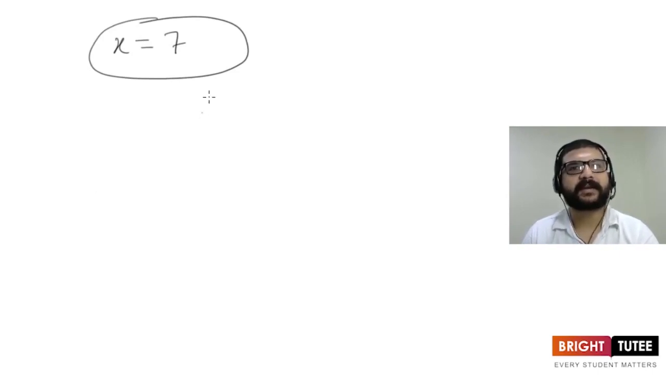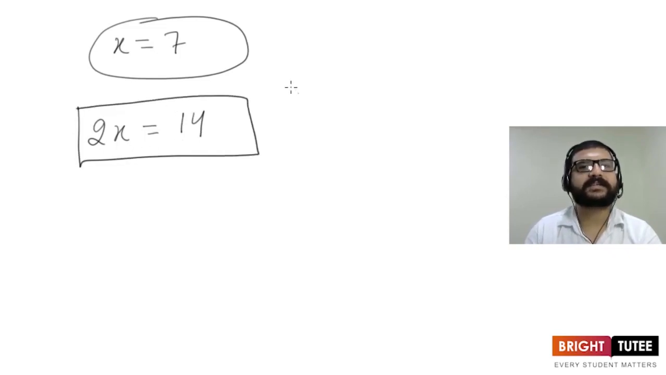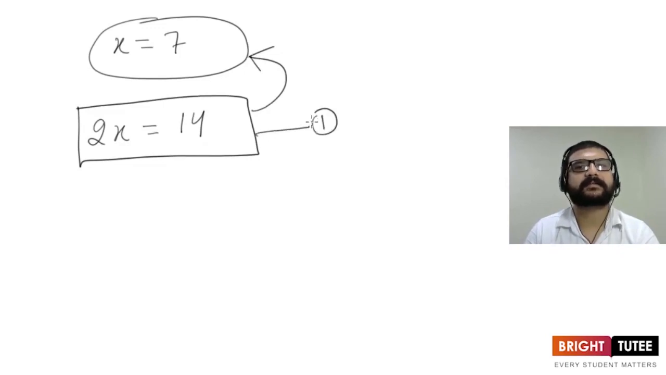Again the same thing, whatever we have to do, we do on both the sides of the equation. So let's multiply both the sides with 2. We will get 2x is equal to 7 into 2, which is 14. So this is one of the equations whose solution is x is equal to 7. Can we have any other equation also? Yes, we can have many more equations. In fact, we can have infinitely many equations.